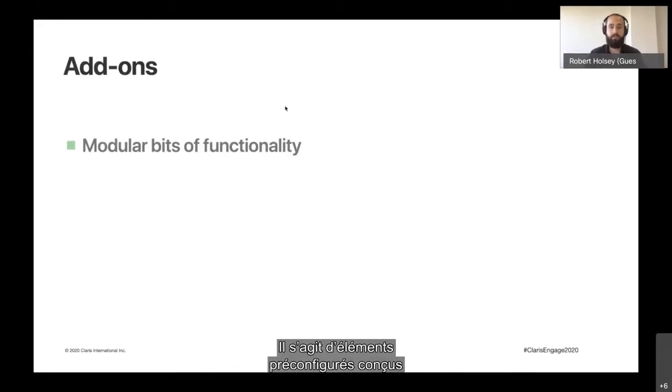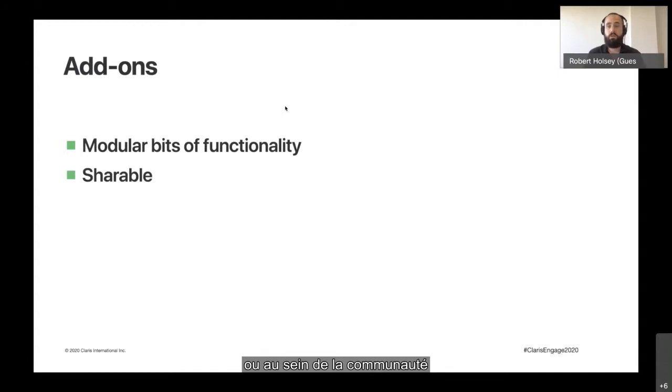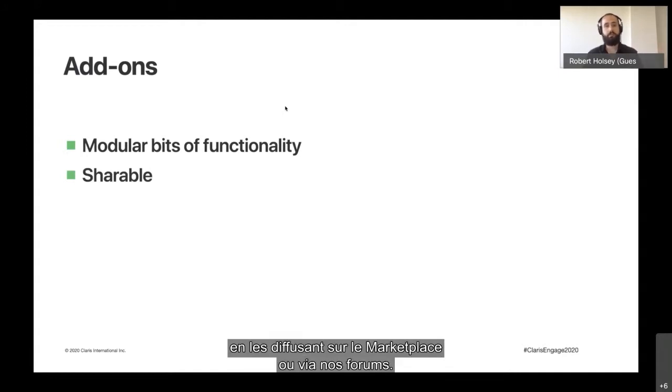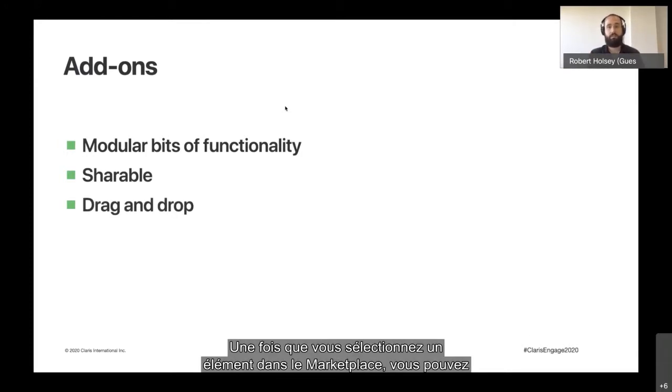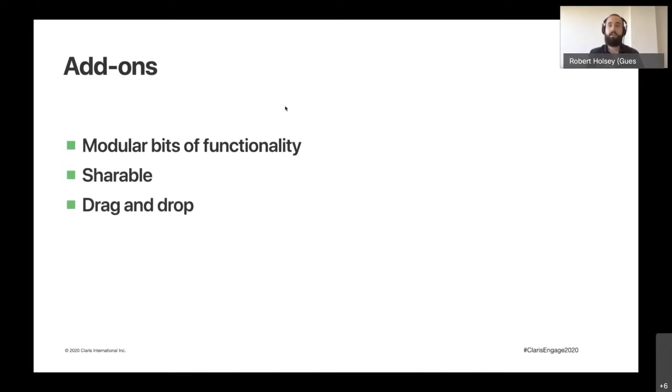So what are add-ons? Well, they're pre-configured bits of functionality built using all the power of the FileMaker platform. They're compartmentalized and easily shareable, both within your team so that you're all developing using the same tools, or within the community, so placing these up on the marketplace or in our community forums. And then when you consume add-ons, they're just as simple as drag and drop. Grab something from the marketplace that performs a particular functionality. To integrate that into your app, you drag and drop it onto your layout.